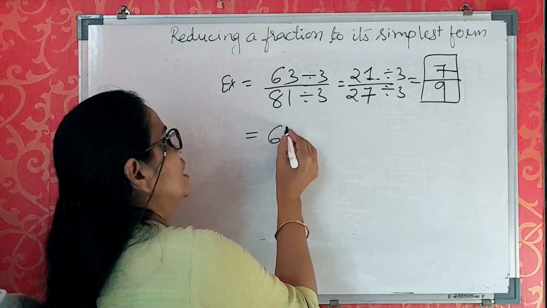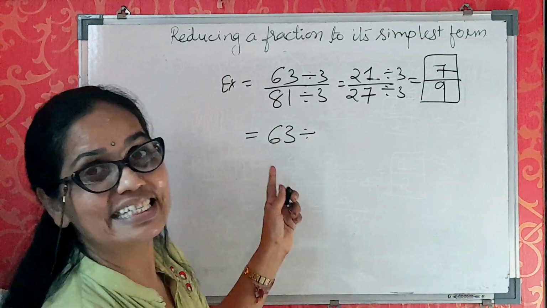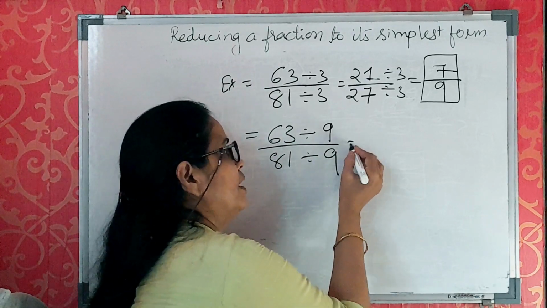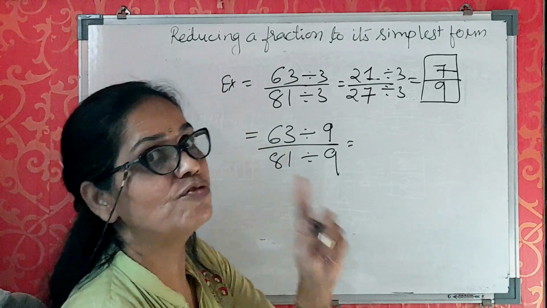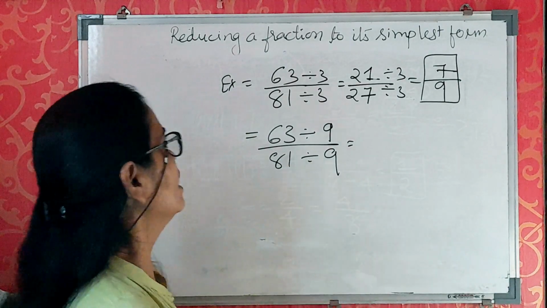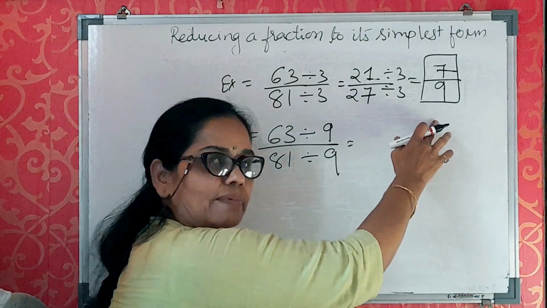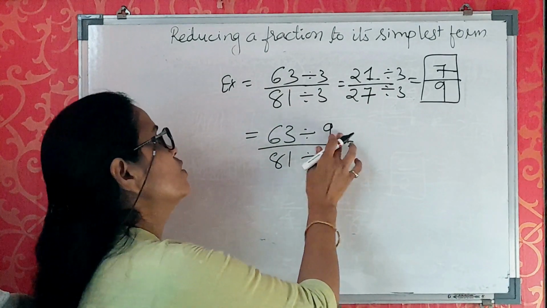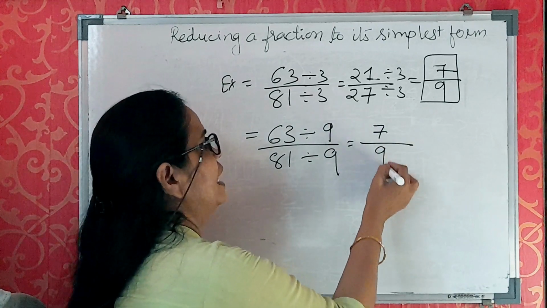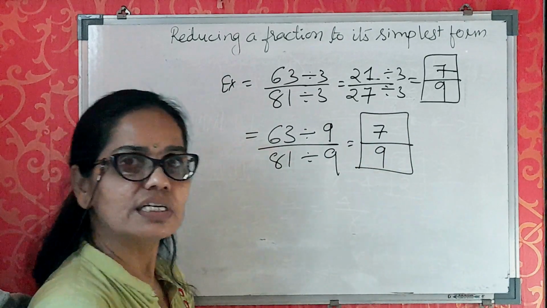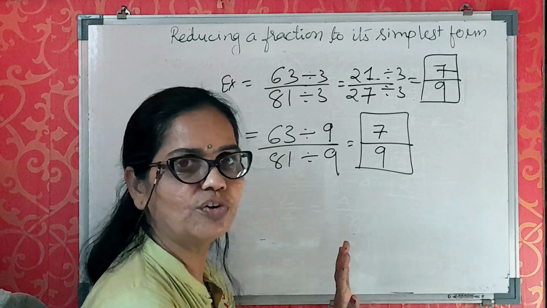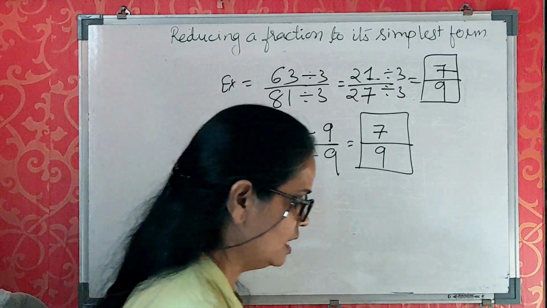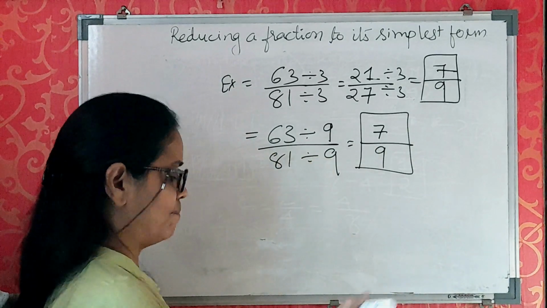Why didn't I teach you directly? See, 63 comes in the 9 table, and 81 also comes in the 9 table. This way also you can reduce if you know the tables thoroughly. But I taught you this step by step. You can reduce this way also: 9 sevens are 63 and 9 nines are 81. Whichever method is comfortable for you, both are same. You will get the same answer. Only use the skill.